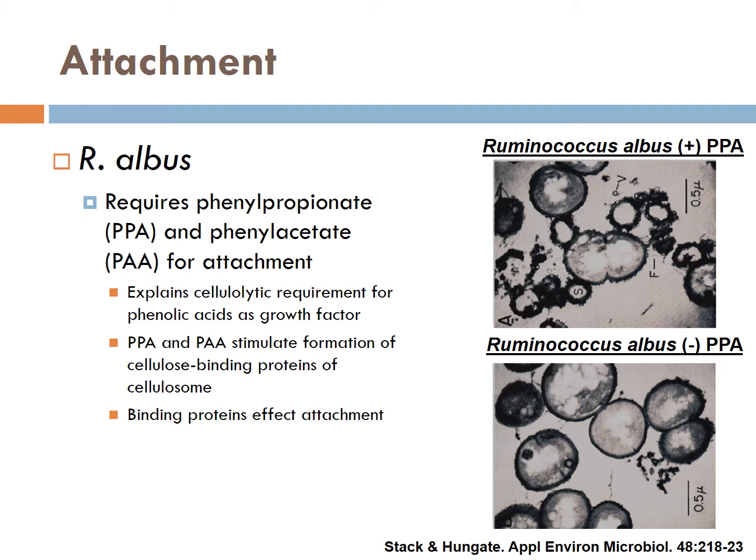You can see the effect of withholding phenylpropionic acid on Ruminococcus albus in the image to the right. At top, we have healthy Ruminococcus albus that's been given phenylpropionate, and you can see a healthy glycocalyx surrounding the bacteria. They can attach to feed particles. At bottom, we have Ruminococcus albus that has not been given phenylpropionate. It does not form a very thick glycocalyx, and it cannot bind to feed particles.